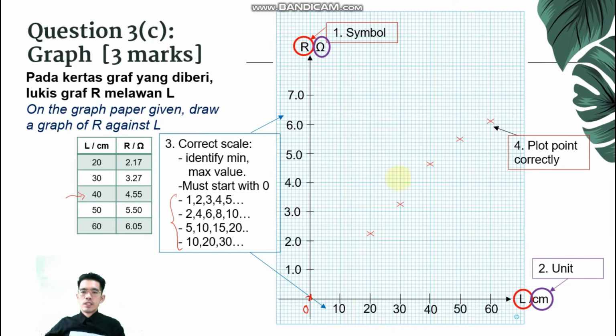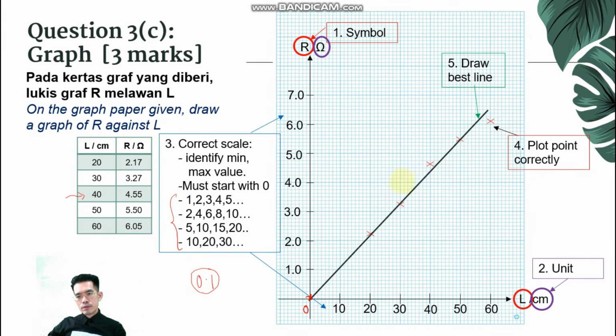Fourth, you have to plot each point. For example, here the first will be 20 and the resistance will be 2.17. The smallest value will be 0.1. So you can choose to round off, the 2.17 becomes 2.2. You get the first point, and the second point is 30 together with 3.27. The smallest value for one box is 0.1, so that means we can round up to 3.3, and also the others.